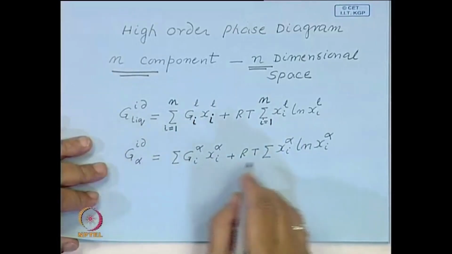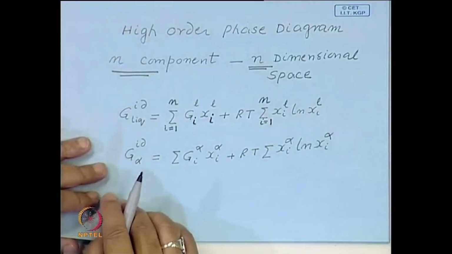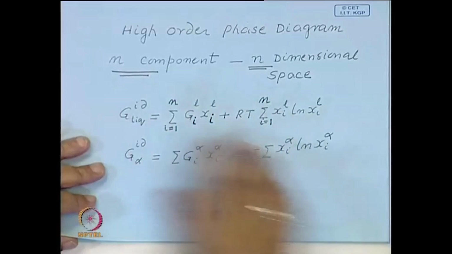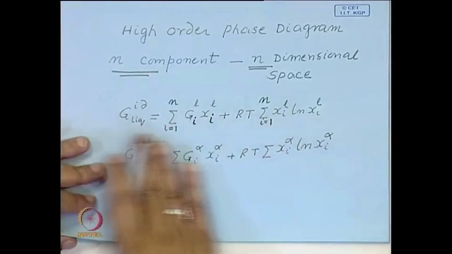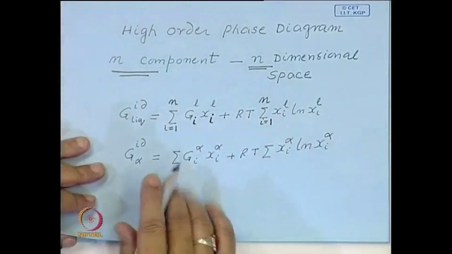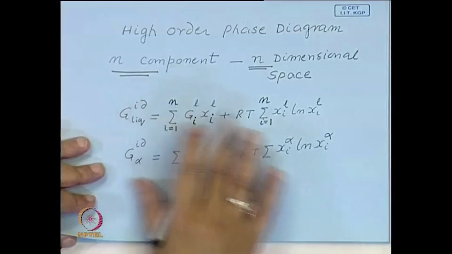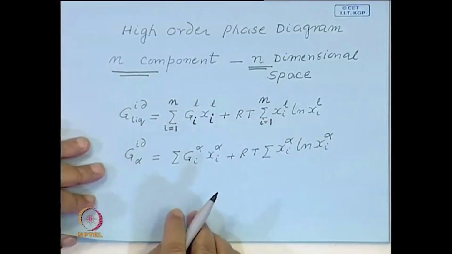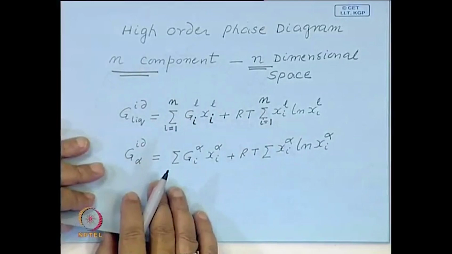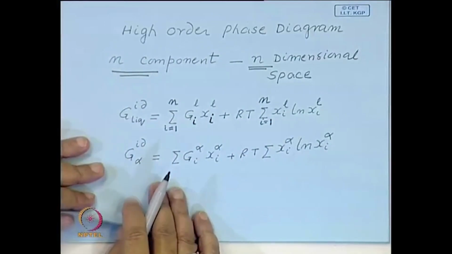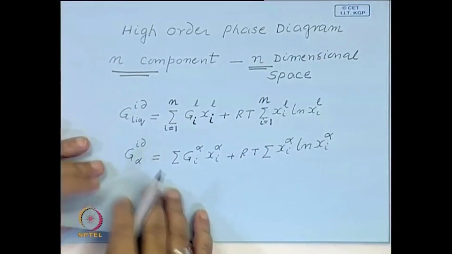So, such an expression it is possible to write down. Suppose we consider an isomorphous system in n-dimensional space, and it is possible to visualize, if such a system exists, what the phase composition will be at a particular temperature.